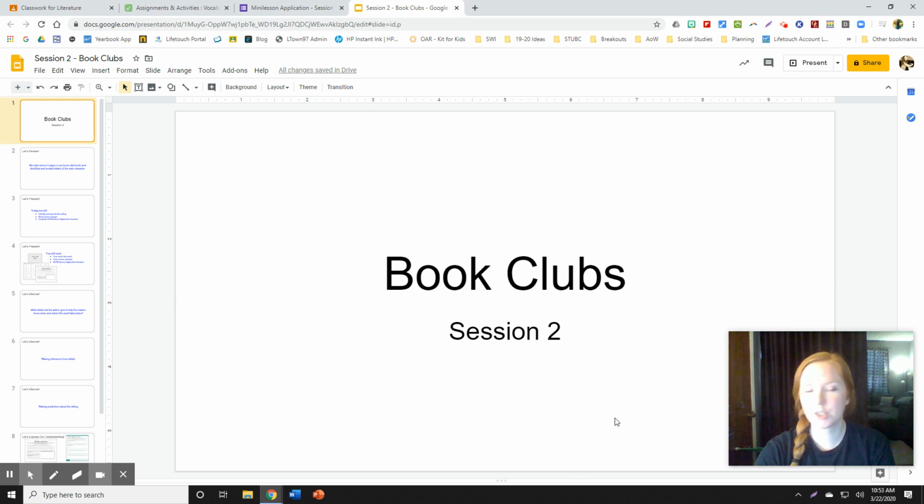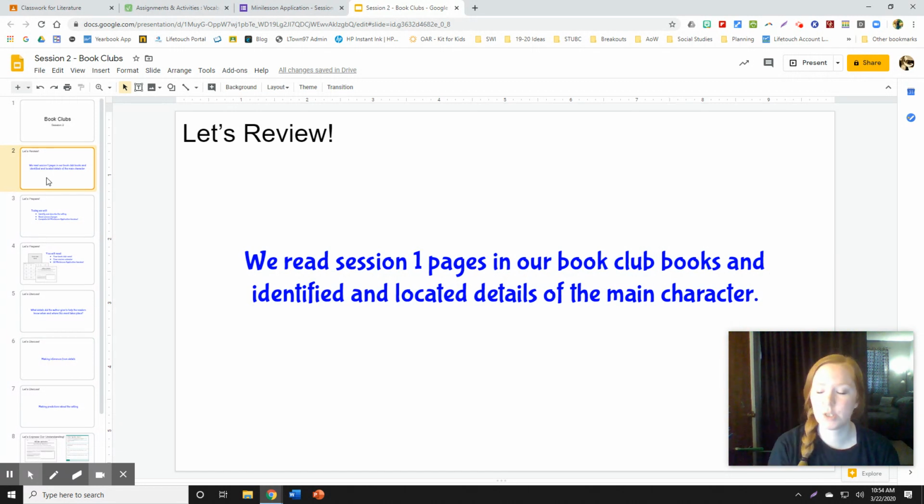Hello. Today in session 2, we are going to be taking a close look at the details the author provides us about the setting of the story. So just to review, in session 1, we read our pages from our calendar, and we identified and located details about the main character so that when we were reading, we would be able to clearly visualize this character in our mind to help us with comprehension.